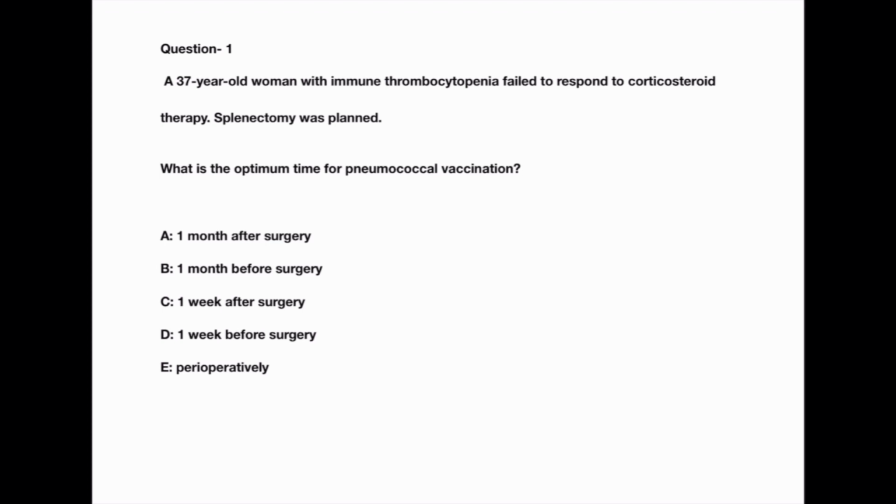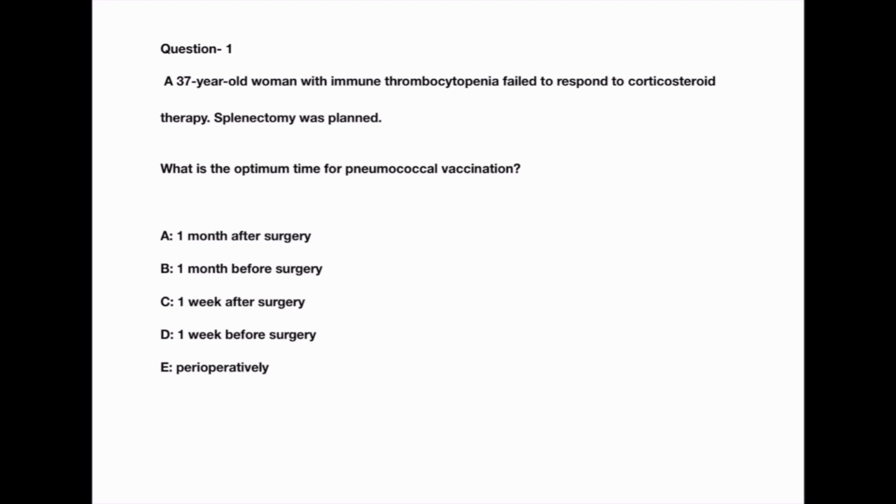So I'm here with the first question. A 37-year-old woman with immune thrombocytopenia failed to respond to corticosteroid therapy, so she was planned for splenectomy. The question is, what is the optimum time for pneumococcal vaccination in this patient?